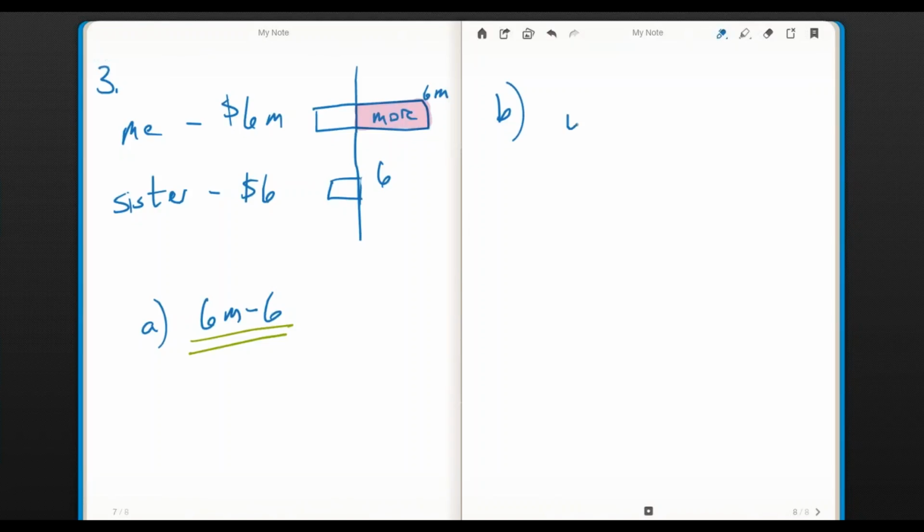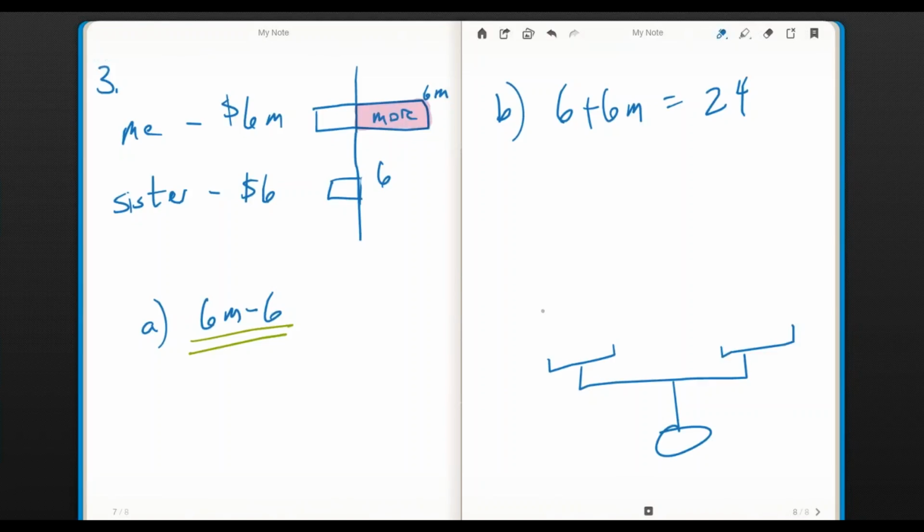Okay, again, sister has 6, he has 6M. It's a total of $24. Rather than making this a big algebra problem, I would like to keep it really concrete here and say this. 6 plus 6M, there's my 6, there's my M, 6 M's. I'm going to make some blocks of 20 and then 4 ones. Now, this is even, it's balanced.